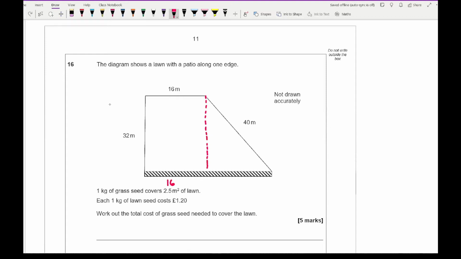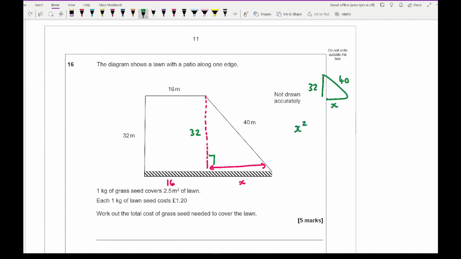Now this is going to be 16. So what I need to do is work out what this length here is going to be, which I'm just going to call x. Now what I do spot is that this is going to be a right angle triangle. I can move that 32. So I've got this little triangle here where that's 32, this is x, and this is 40. Now hopefully you can spot I'm going to need to use Pythagoras.